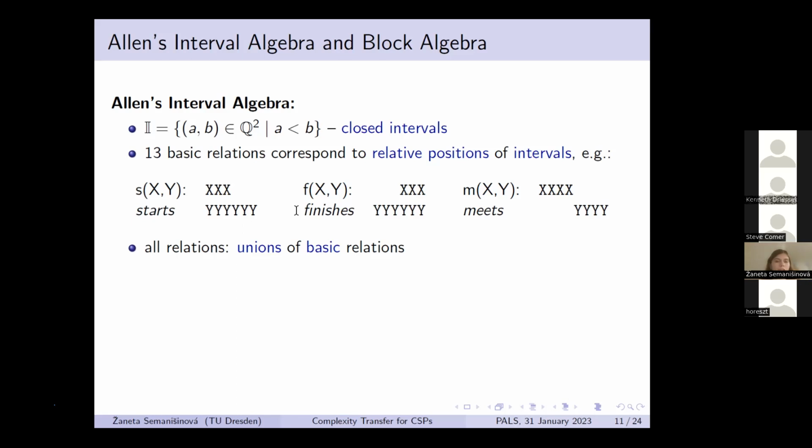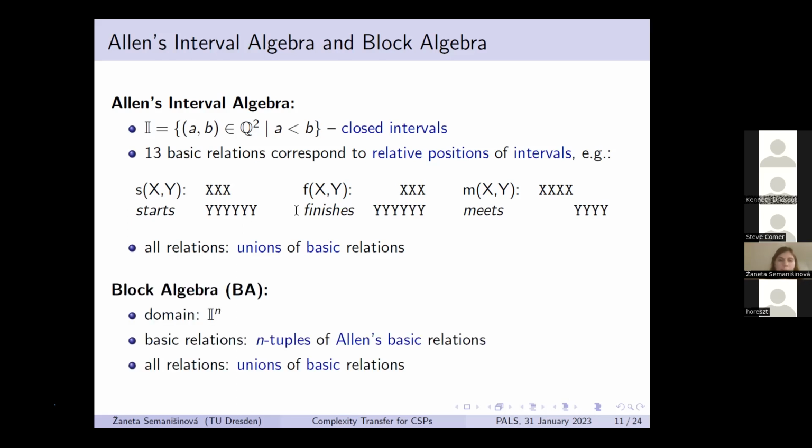And these are basic relations. And as we had for CDC, all relations are unions of basic relations. Now for this concept, we can also generalize it to something that appears in spatial reasoning. We just take n-tuples of intervals. So say in 2 dimensions we have rectangles, and in 3 dimensions we have 3-dimensional blocks. The basic relations are n-tuples of Allen's basic relations, and all relations are again unions of basic relations.